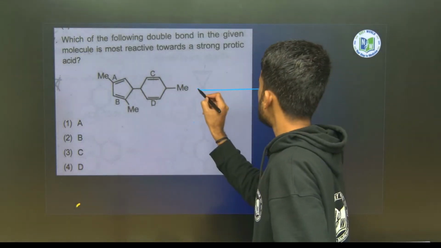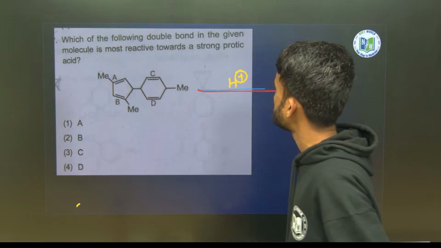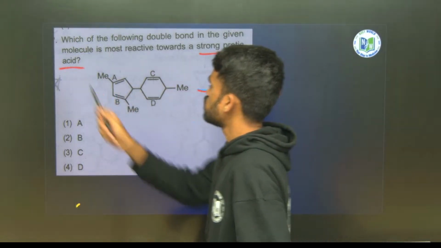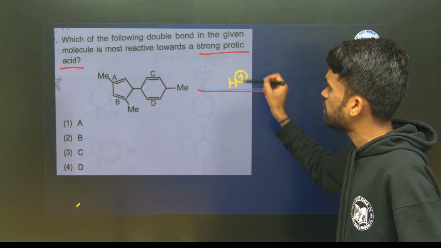So to this compound, we need to add an H plus ion. Where can we add this H plus ion? They are saying protic acid. A, B, C, D are the reactive sites they mentioned, so we need to add it at one of these positions.